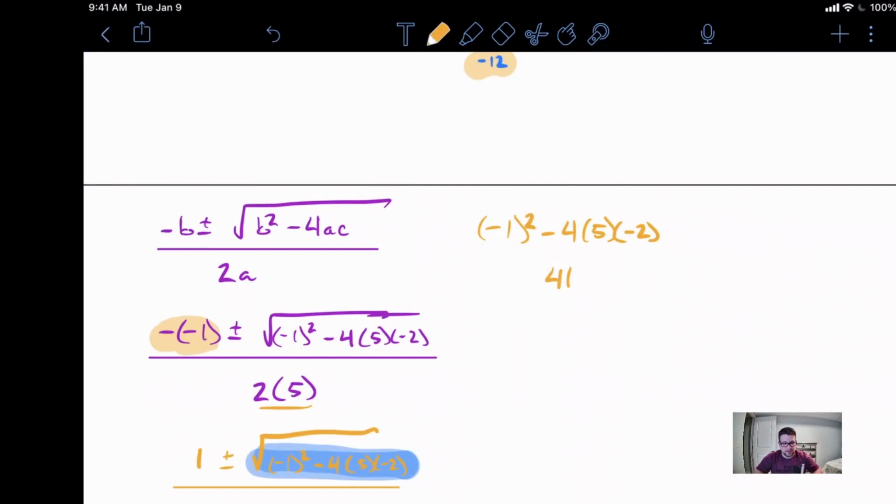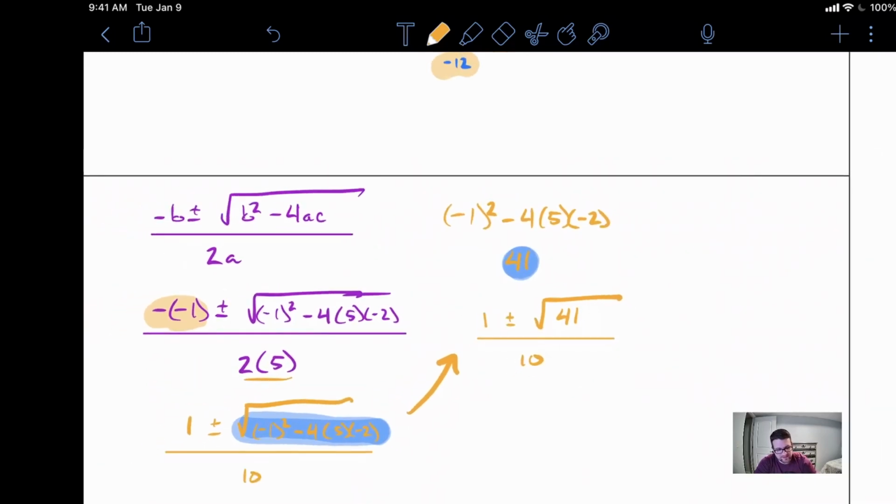So now when we come over here and we can rewrite it, we can jump from here to our next step. So this, I'm just going to recopy 1 plus or minus the square root. Now we just went and figured out what was inside of the square root, and we found out that that was 41. So we want to put 41 right here. And this is all over 10. So 1 plus or minus the square root of 41 all over 10.